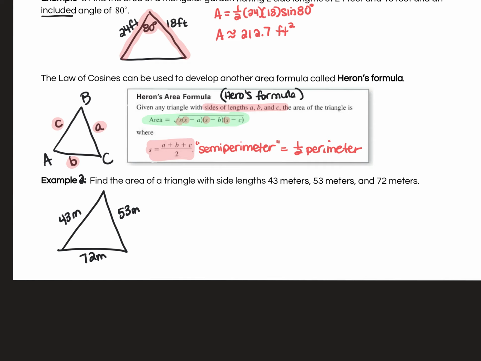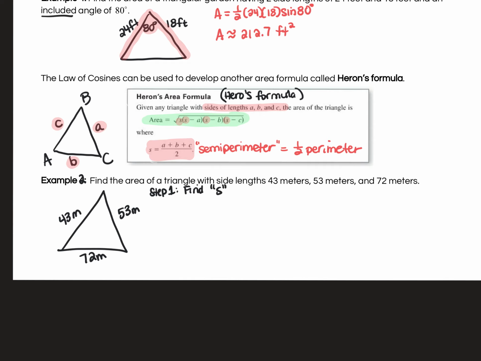Now, I do not know the measurement of the height. I don't know any of the angle measures, so it would be rather hard to try to find this in a traditional manner. What I can do is use my Heron's formula. Now I have to do two things here. So step one, find the semi-perimeter, find S.